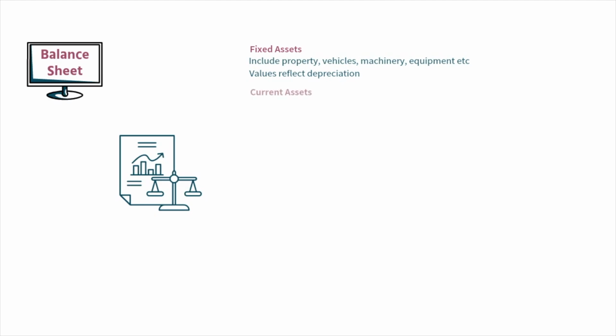Current assets. These include stock, comprising raw materials or ingredients, finished goods, and work in progress. Debtors, so monies owed to the business, prepayments or advance payment for services, and cash and bank balances.